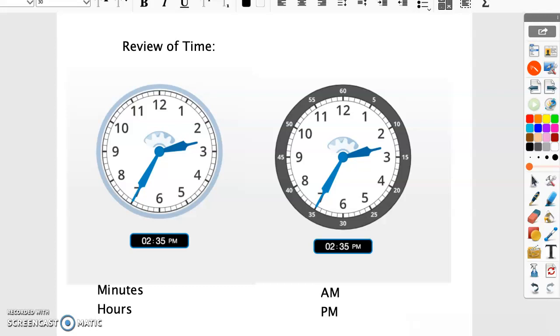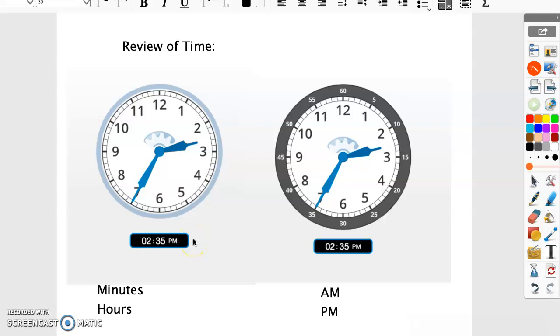All right, so what we're going to do is review time. I wanted us to think about two clock faces here, okay? This is called an analog clock. Below it, it says 2:35 p.m. That is a digital clock. I wanted us to understand the differences between an analog and a digital clock.